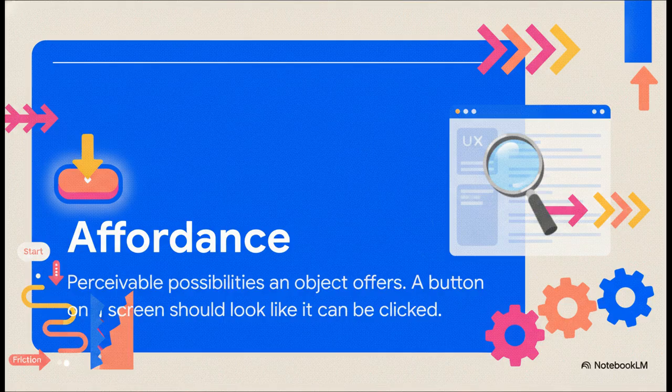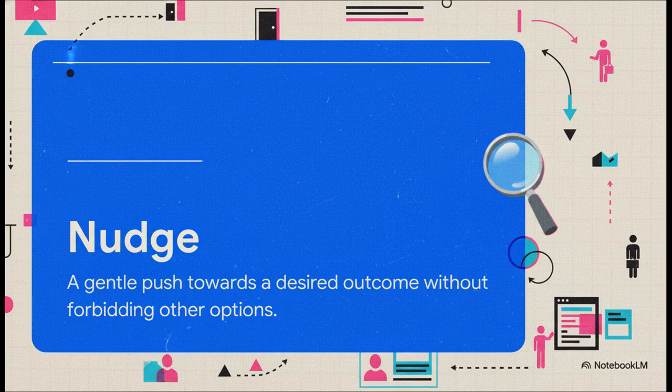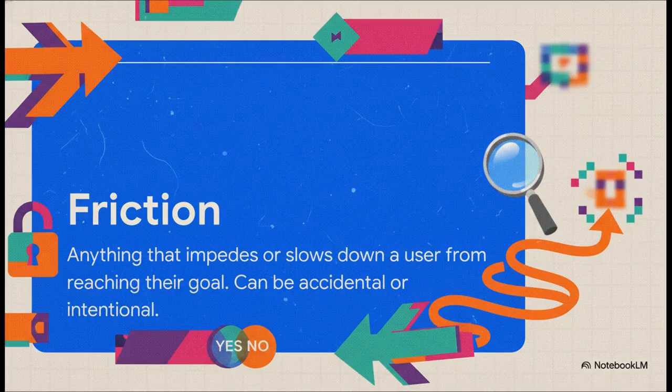Simple as that. Next, we've got the nudge. A nudge is just a gentle push in a specific direction. The design doesn't actually force your hand, but it makes one choice way more appealing or just plain easier than the others. It's the designer subtly whispering in your ear, hey, you should probably do this. And finally, there's friction. Friction is any obstacle, big or small, that makes a task harder. It's the digital version of a speed bump or a locked door. Sometimes, yeah, it's just bad design, but a lot of the time, it's put there on purpose.